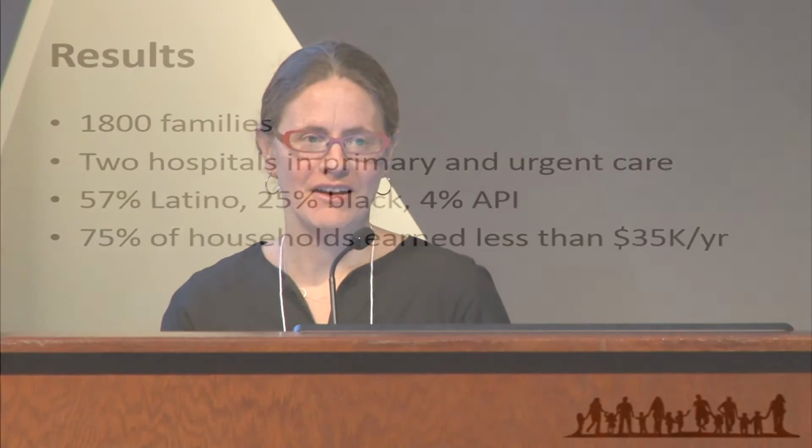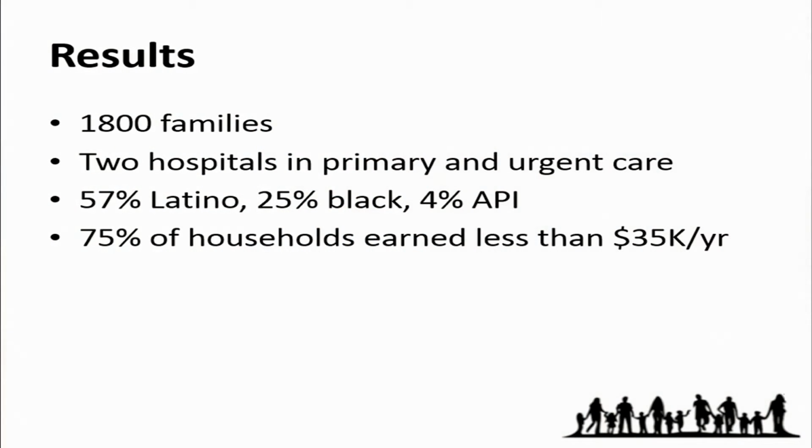So the study just closed, so these results are hot off the presses. We enrolled families across those 2 safety net hospitals that I mentioned. We enrolled a few more than 1,800 families, both from primary and urgent care. We had almost 60% Latino patients, 25% Black patients. 75% of the households in our final sample earned less than $35,000 a year.